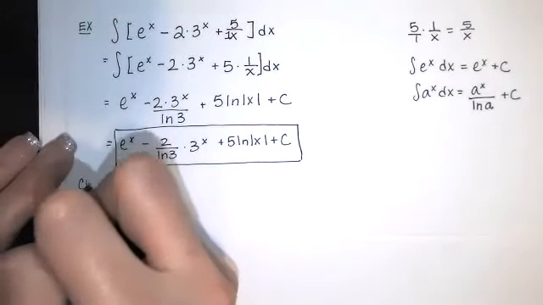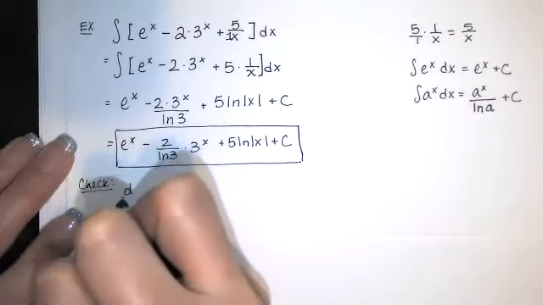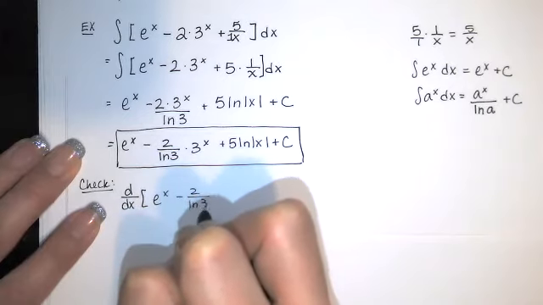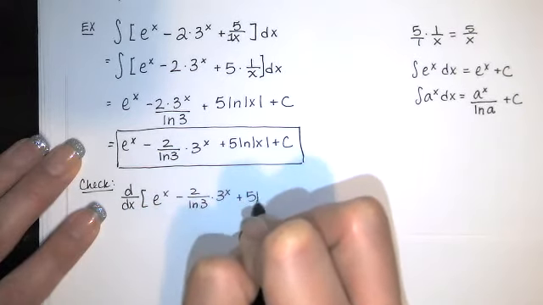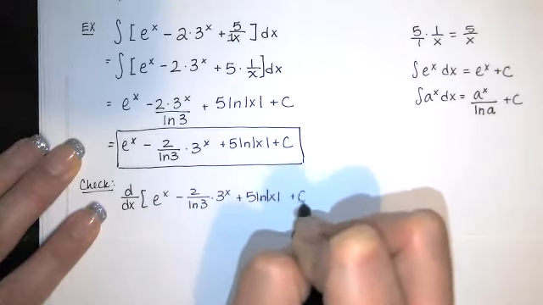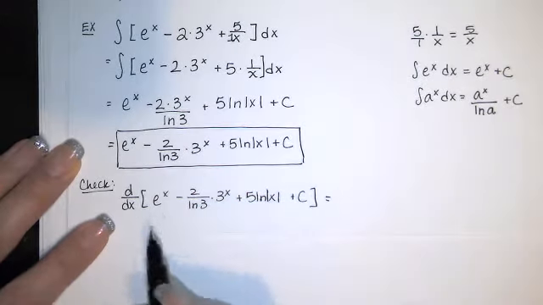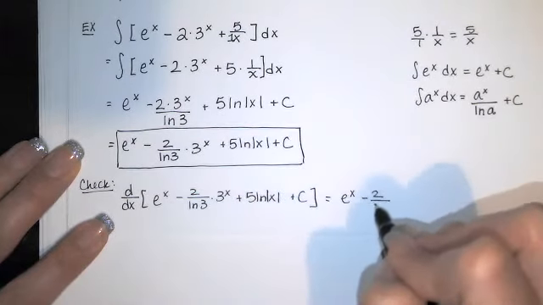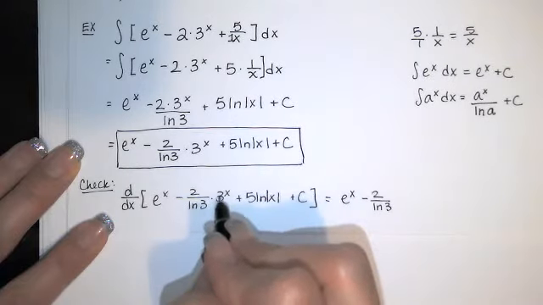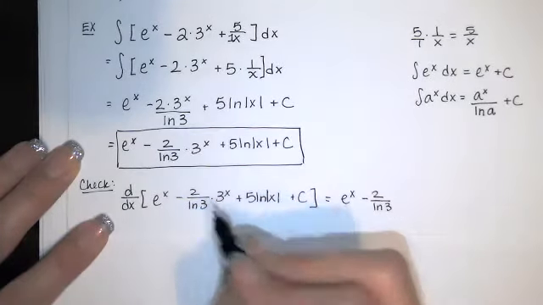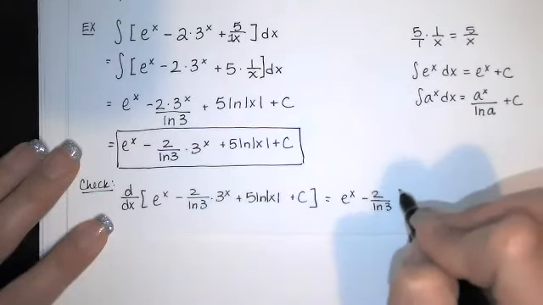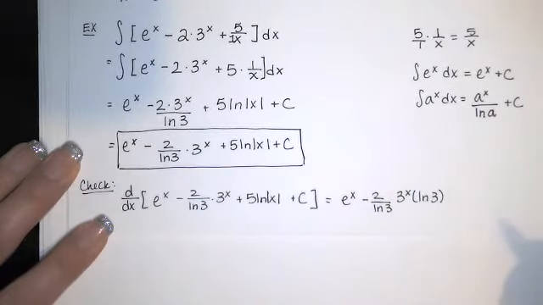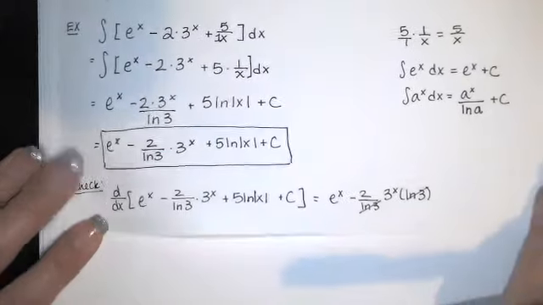Let's check by differentiating. The derivative of this, take the derivative term by term. Derivative of e to the x is e to the x. Here we've got a constant, so we bring that down. And then we multiply by the derivative of 3 to the x. The derivative of 3 to the x is exactly the same exponential, and then we multiply by natural log of the base. And then those reduce.